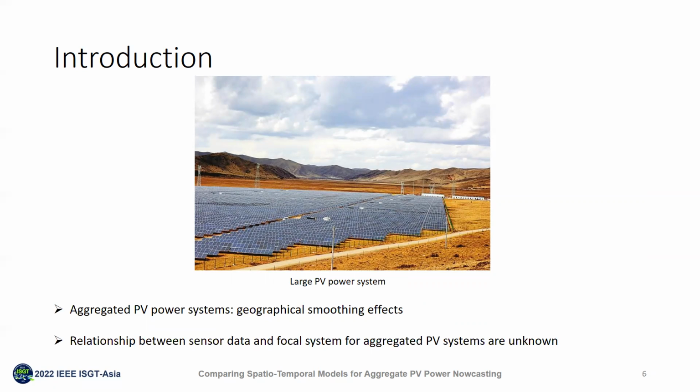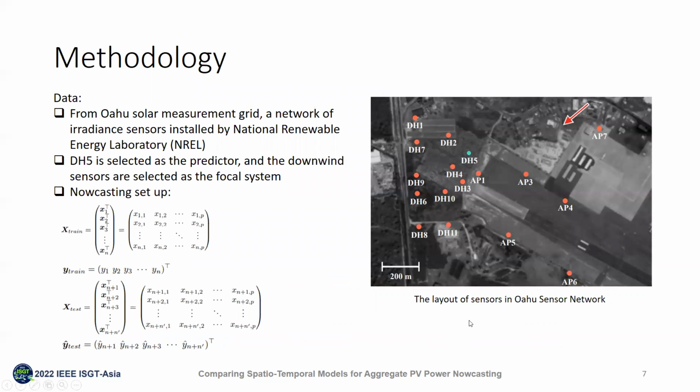Therefore, the relationship between sensor data and the focal system for aggregate PV power systems is unknown. Our research aims to investigate the performance of spatial-temporal nowcasting models on aggregate PV systems. The data we used are from the Oahu Solar Measurement Grid, which is an irradiance sensor network installed by the National Renewable Energy Laboratory. From this figure, we can see that DH5 is selected as a predictor, and the downwind sensors are selected as the focal system. Here is the nowcasting setup for the train and test sets. It has n rows and p columns for the features. The n is the number of samples, and p is the number of temporal predictors.